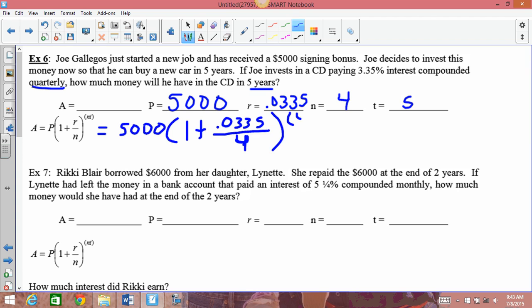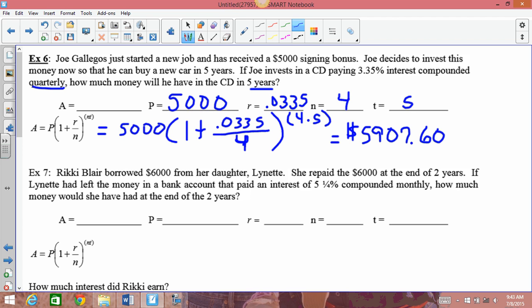Raising it to the 4 times 5. And again, like I said, put that in your calculator from left to right using all those parentheses, and you would find that at the end of that 5 years, he would have $5,907.60 in the account.